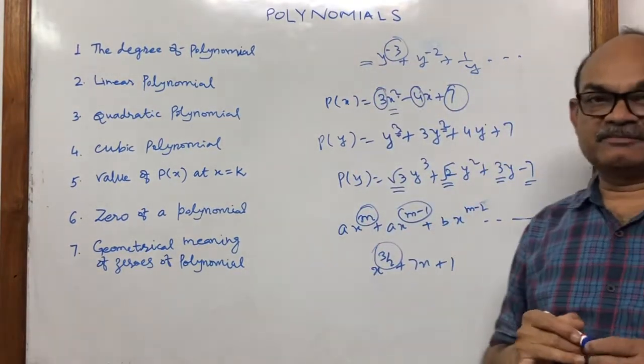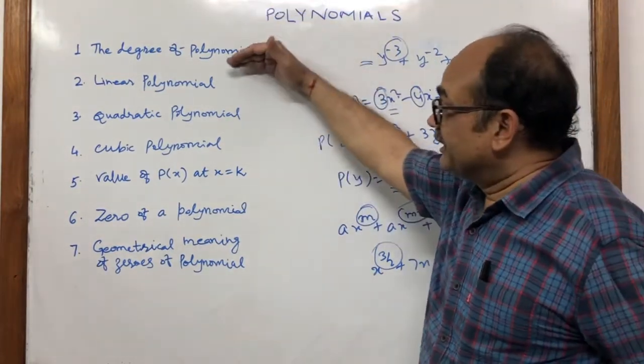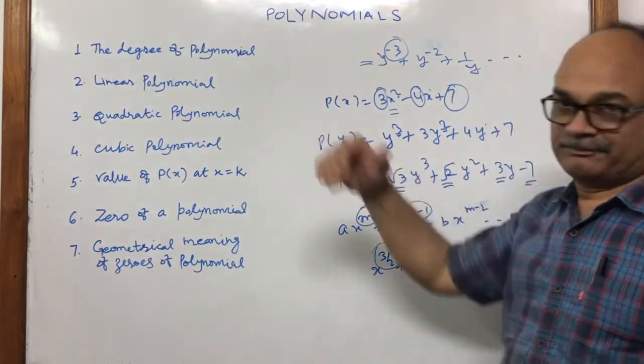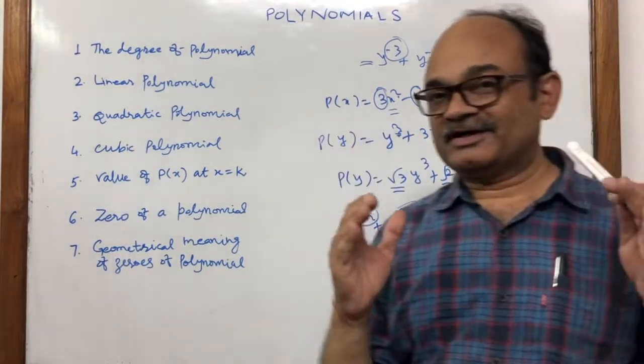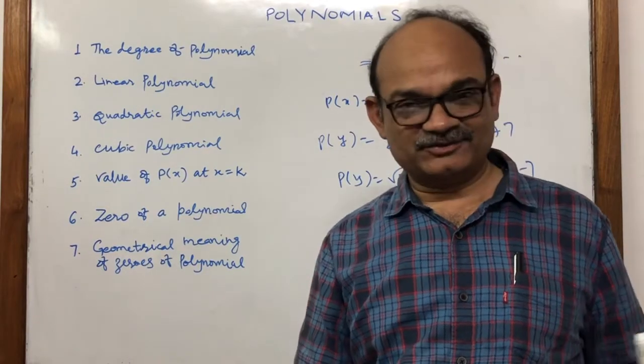The system of the polynomial must be very clear. So, what we learned now: the degree of the polynomial, linear polynomial, quadratic polynomial, cubic polynomial, and what the real numbers are, what the coefficients of x cube or x square or x are.